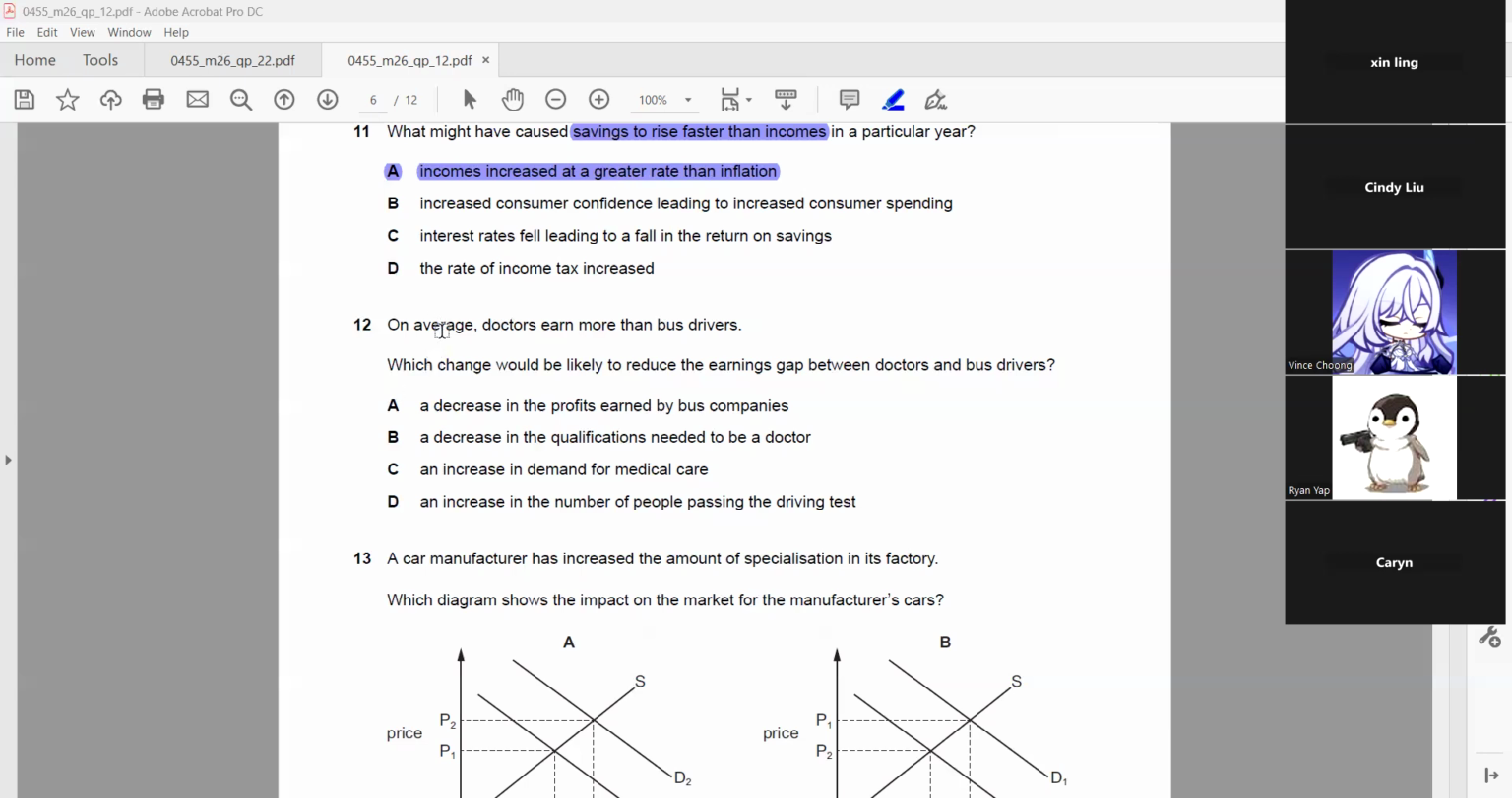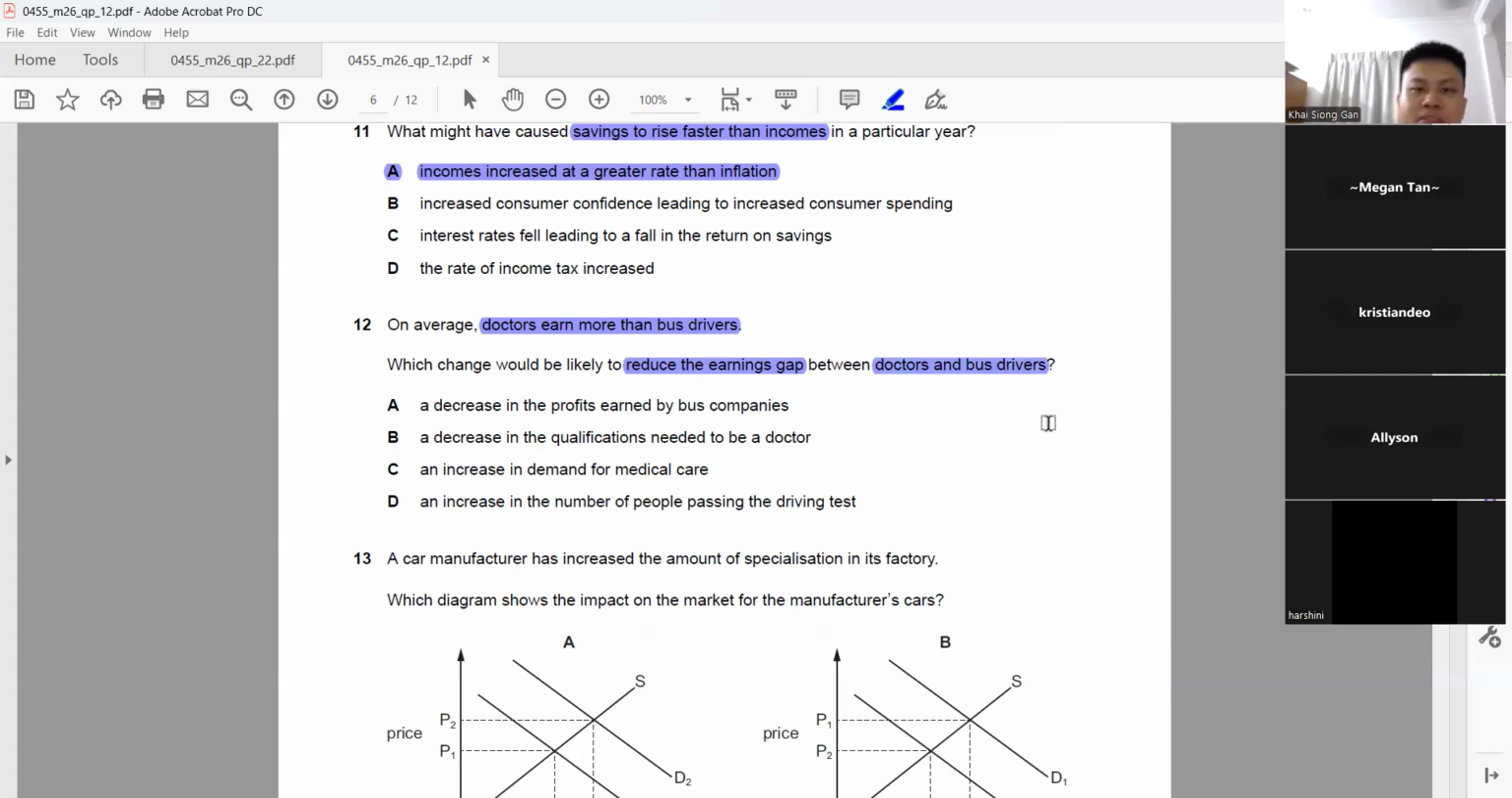Next question. On average, doctors earn more than bus drivers. Which change would be likely to reduce the earning gap between the doctors and the bus drivers? What do we mean by earning gap? For example, doctors earn a lot, and then bus drivers earn very little. So there's a big gap. So how do we reduce the gap? So which of the following could reduce the gap?